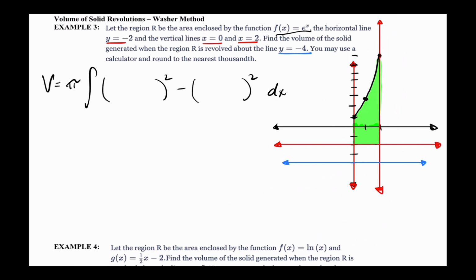Okay, so let's start with big R. Big R goes from the axis of revolution, the blue line, and it extends up until it goes past the green. Once it passes the green, right there, any further and I would go past the green. I don't want to go past the green. So that's big R. Big R goes from, so the top dot is f of x, e to the x, minus the bottom dot, which is at -4.